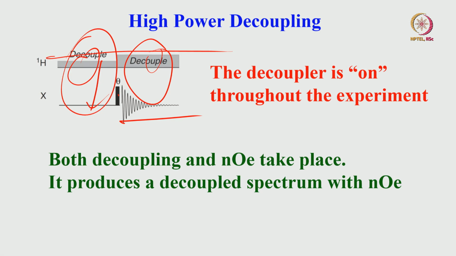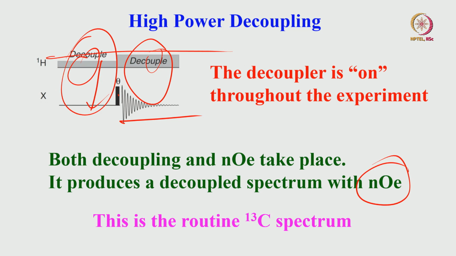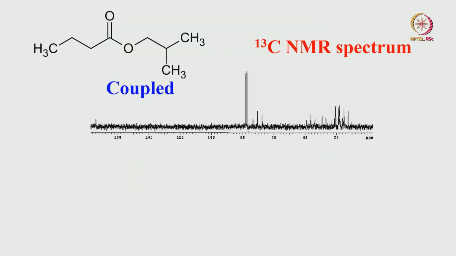Then what are you going to get here? You are going to get a decoupled spectrum, completely removed carbon-proton coupling, plus signal intensity will be enhanced because of NOE. This is a decoupled spectrum with NOE. And this is the routine carbon 13 NMR all of you will be doing. Remember, when you record a carbon 13 NMR spectrum, this is what you are doing. Without your knowledge, the operator will be recording this spectrum for you.